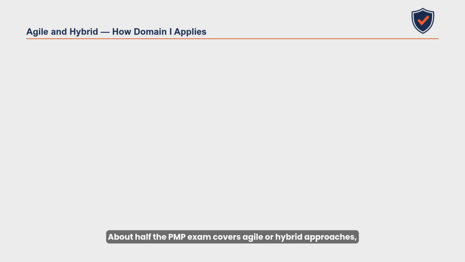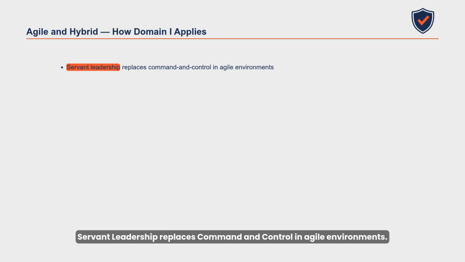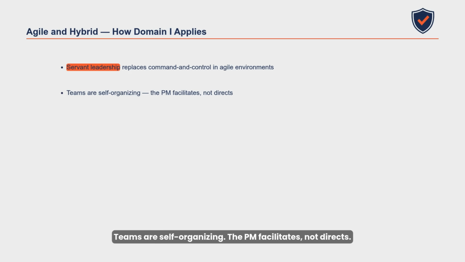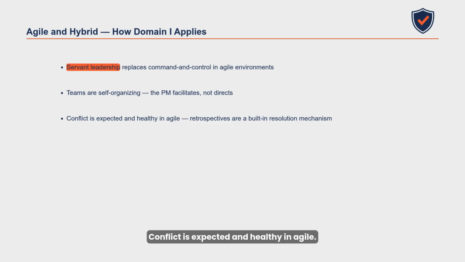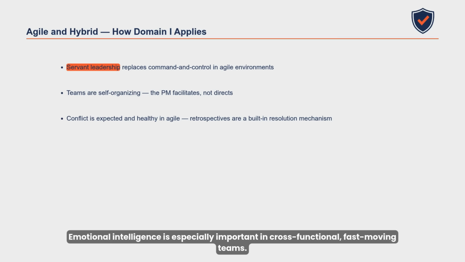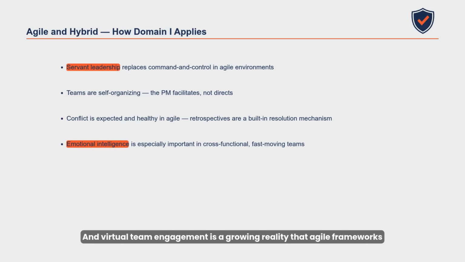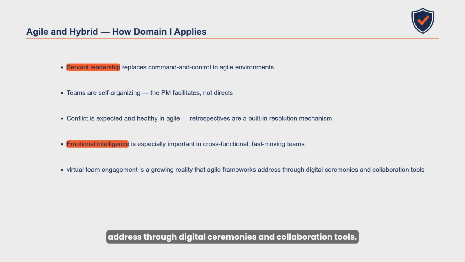About half the PMP exam covers Agile or hybrid approaches, and Domain 1 is heavily Agile influenced. Servant leadership replaces command and control in Agile environments. Teams are self-organizing. The PM facilitates, not directs. Conflict is expected and healthy in Agile. Retrospectives are a built-in resolution mechanism. Emotional intelligence is especially important in cross-functional, fast-moving teams. And virtual team engagement is a growing reality that Agile frameworks address through digital ceremonies and collaboration tools.